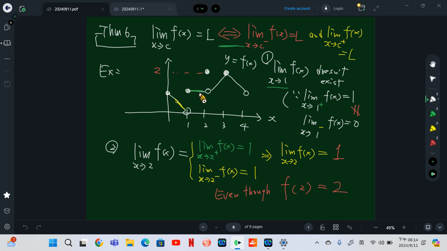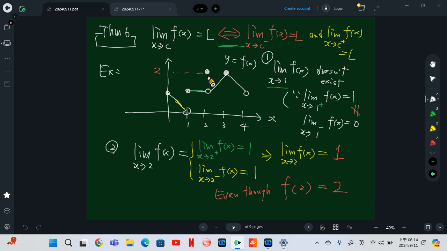Based on this figure, you can see that for this point, even though we have two one-sided limits, from this side we get the limit is 1. From this side we also get the limit is 1. Based on these two facts, we can get its two-sided limit is 1. However, the function defined here is 2. So we cannot say it's continuous.